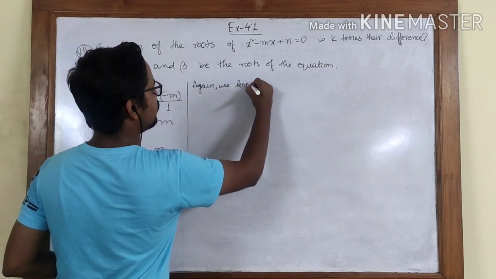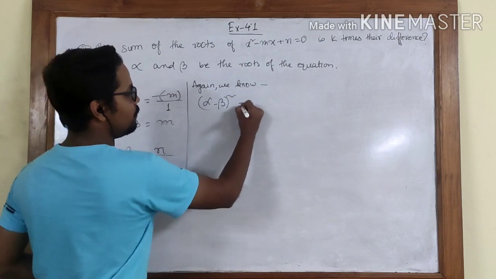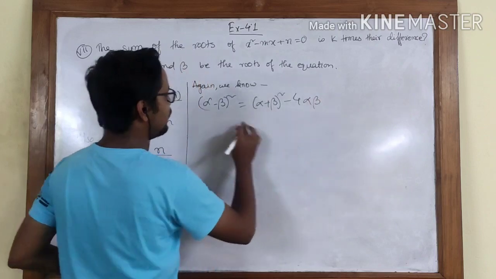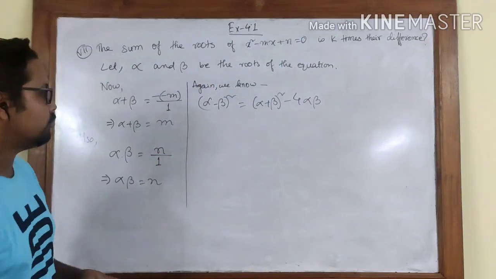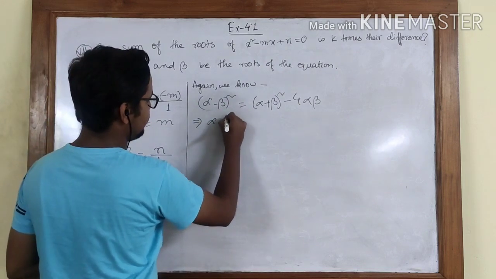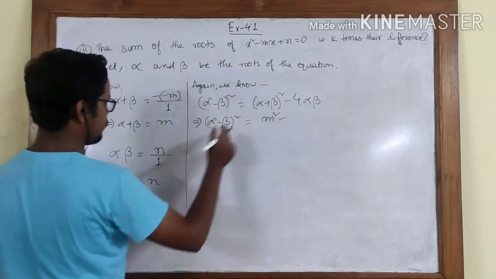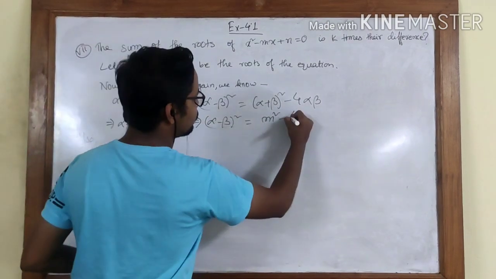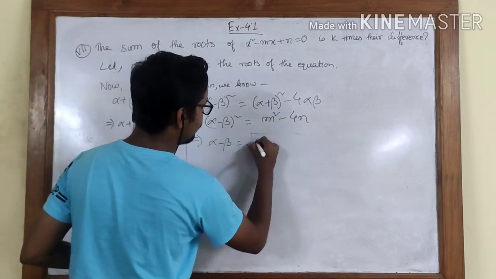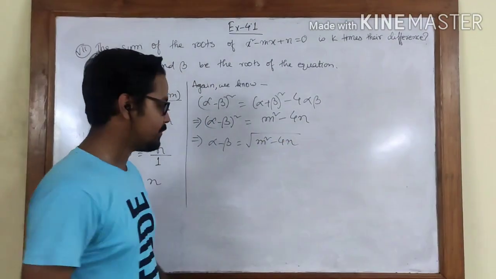We know one of the formulas of algebra, that is alpha minus beta whole square will be equal to alpha plus beta whole square minus 4 alpha beta. I hope this formula is known to all of you. So alpha minus beta I have to find. So alpha minus beta whole square: alpha plus beta is m, so it is m square minus 4 into alpha beta, that is n. That is 4n. Therefore alpha minus beta is equal to root over m square minus 4n. This is alpha minus beta.